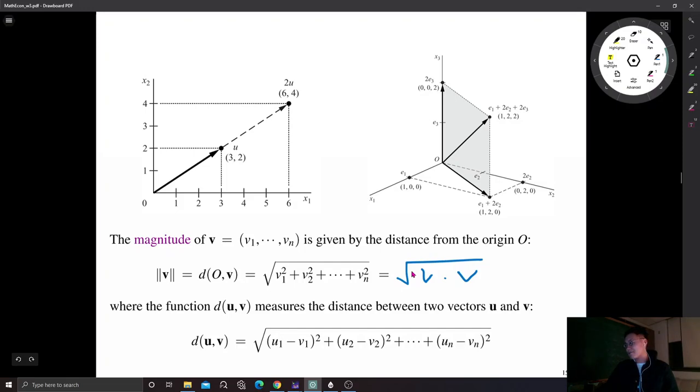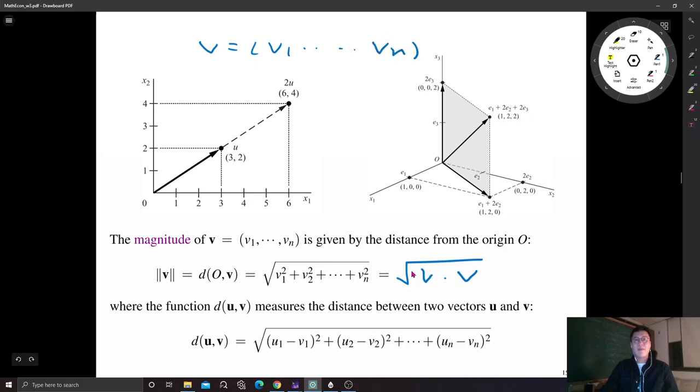The dot product of itself, because vector v is v sub 1 to v sub m, and v dot v is a summation of these components squared. You can easily check that, right? And in general, the distance function measures the distance between two vectors, u and v. So that can be computed by this, okay?